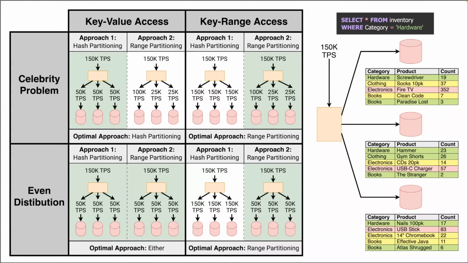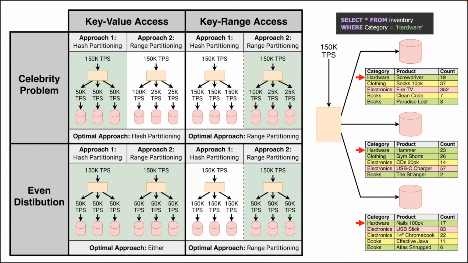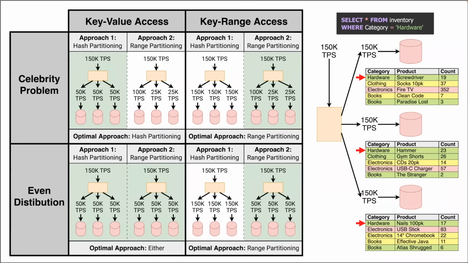But what about when it's a key range query? Under this access pattern, the individual node or partition for serving the query is not uniquely identifiable by the request router. And now the records for your key range query have to be retrieved from all the partitions. So every single request is now hitting every single partition. This is called scatter gather.